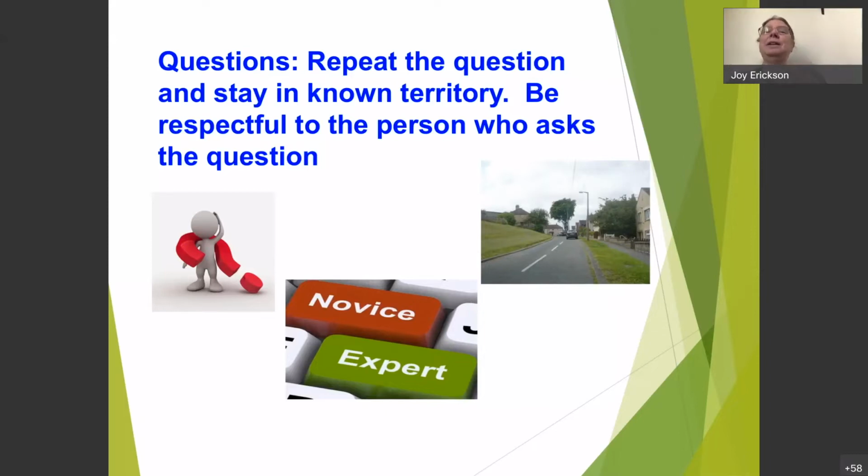And so that's why being respectful to the person who asks the question and staying in known territory matters. A lot of times the judges want you to think. Don't just say, that was not a part of my research. Because if you just say it wasn't part of my research and end there, that's not enough. You can say it wasn't part of my research, but based on what I've done, I think that this might be what happens. That's really staying in your area.